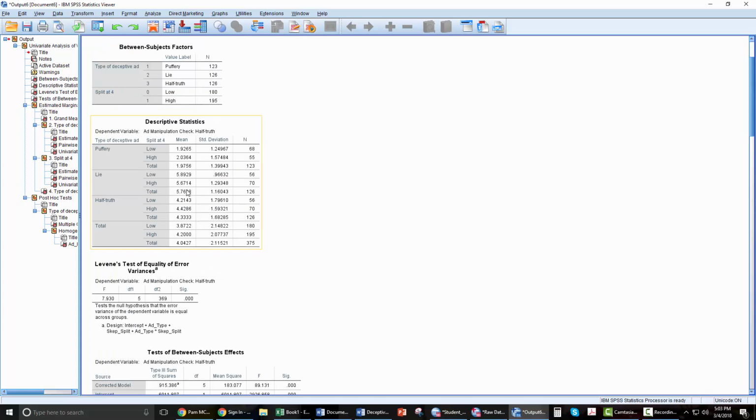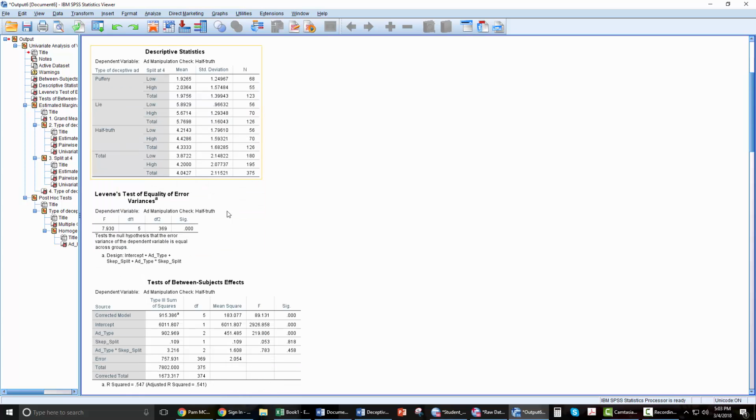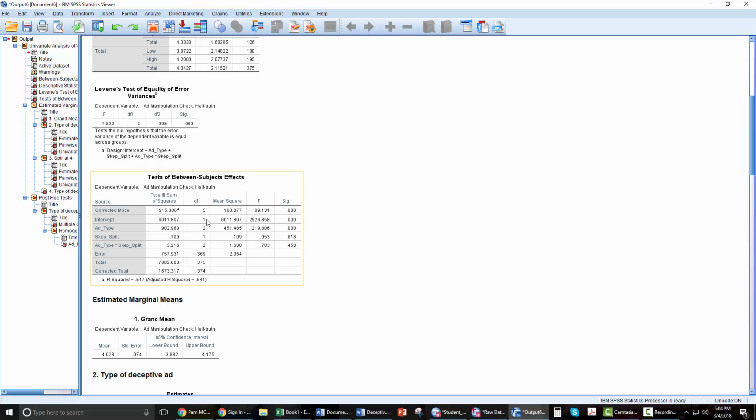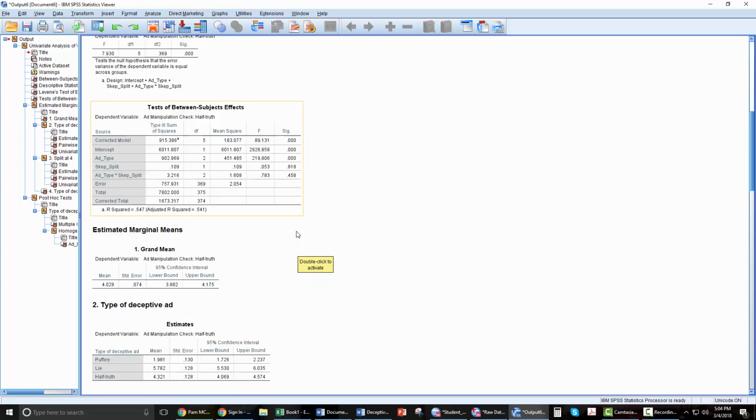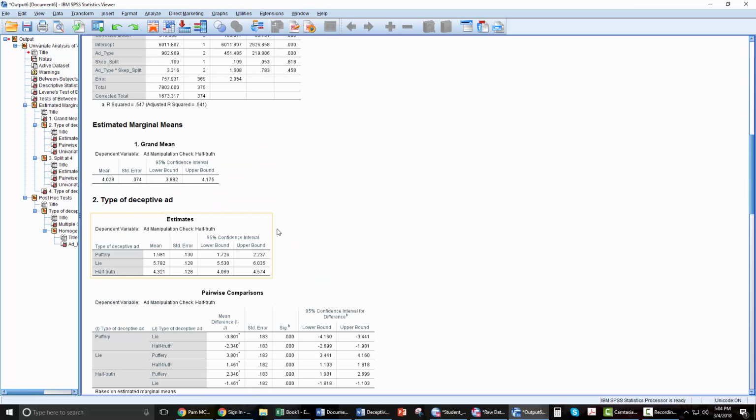Now we see our means for the puffery, lie, half-truth, and then their high-low. Then we go to our homogeneity. We failed our test of homogeneity, which just means somewhere in there the variance between our groups is not terribly good. Just add a footnote and move on. Then we go down to our ANOVA test and sig column. We clearly see a significant main effect of add type. There is no effect of the split, and there is no effect of interaction. So basically all we're finding here is a main effect of add type. So we go down here, we're good.